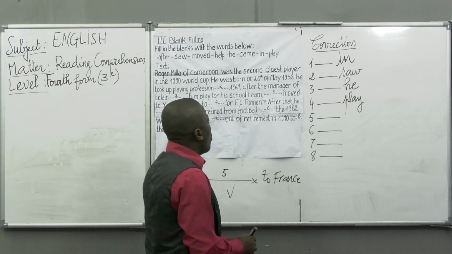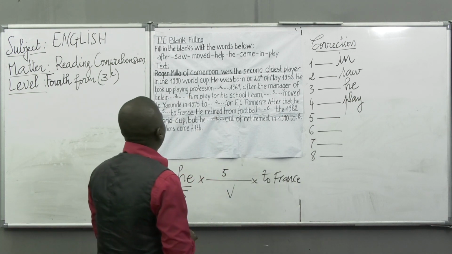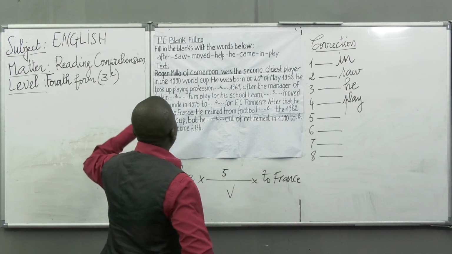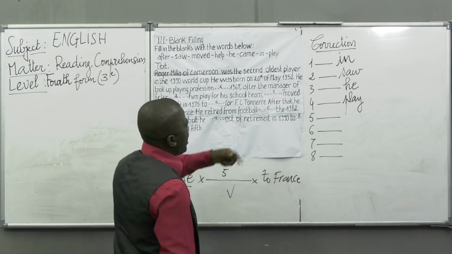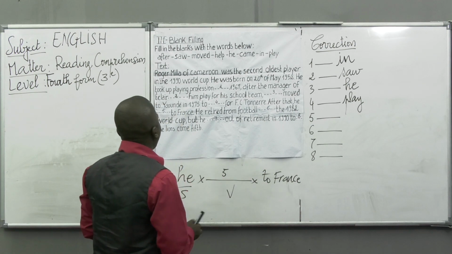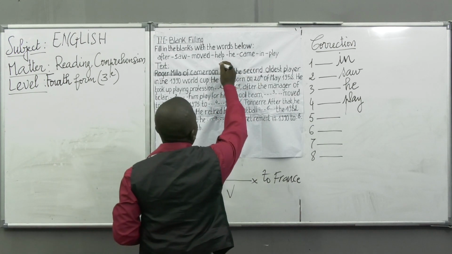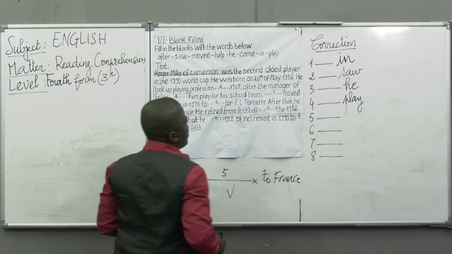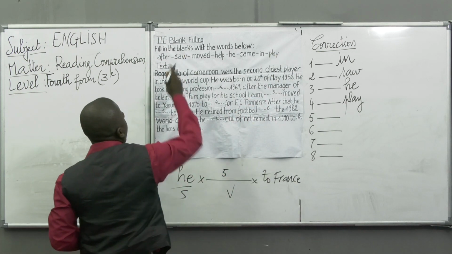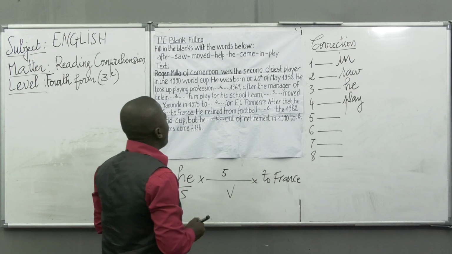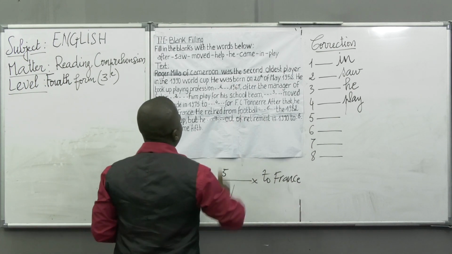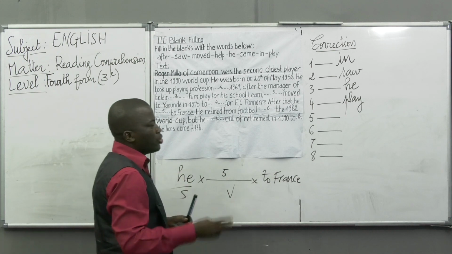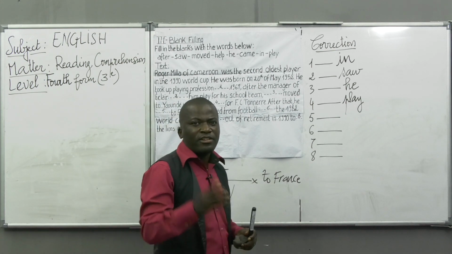Now, what is the verb that we have to take? Which one are we going to take? Which verb? Play has already been taken. So how many verbs remain? We have came and help. Only two verbs. Came and help.